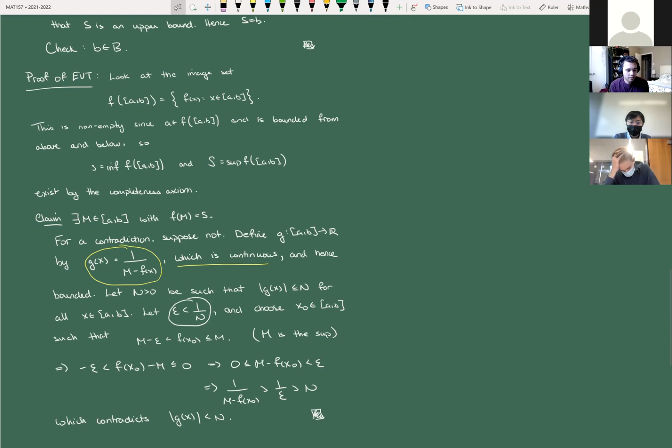We make a contradiction. So the assumption is that m minus f of x is never 0, right? For a contradiction, we're going to assume that the number m minus f of x is never 0. And that gives us our contradiction, which means there's some value such that f of x minus m, or m minus f of x, is equal to 0, right? Namely, f of x is equal to m. Okay, everyone? So that takes care of it.